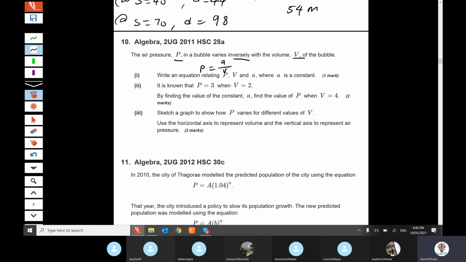It is known that P equals 3 when V equals 2. Find A. Well, P equals 3, A on V, V is 2. What would A equal to? 3 times 2? 6. With me with that? And then, of course, what's your new equation? P equals 6 on V. The question says, find also the value of P when V equals 4. 6 over 4, which is 1.5.